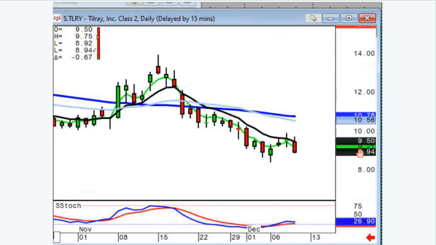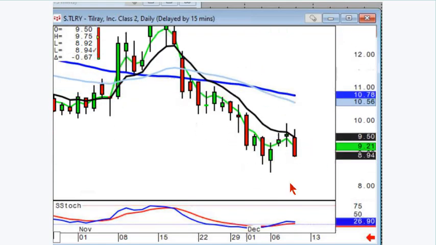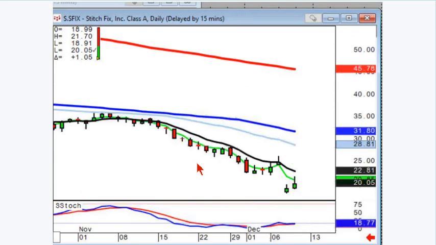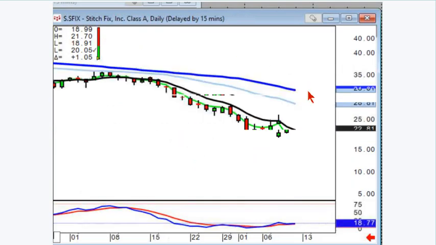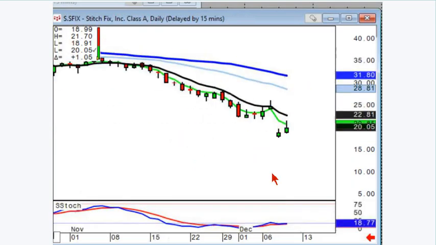TLRY, another one that failed to get up above the T line. Get ready to go short on this one on weakness. SFIX. If you're short, you just stay short. Nothing showing any great strength yet.